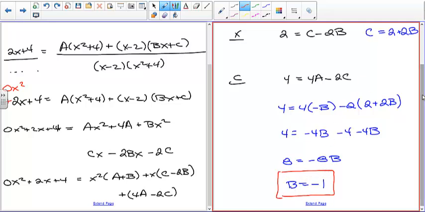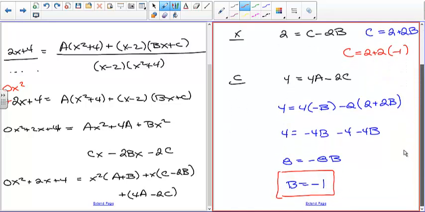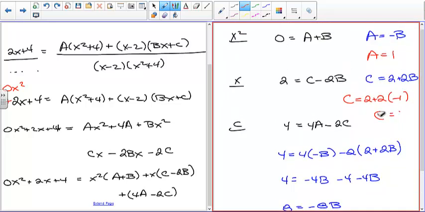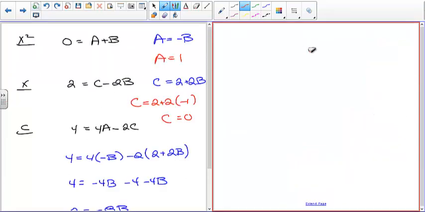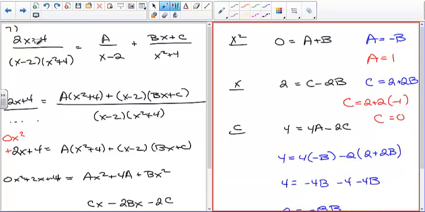Then you can use that b up here to find the other two. So a is negative b, so since b is negative 1, a is 1. And then c is equal to 2 plus 2 times b, and b is negative 1, so c is equal to 0. So now we can rewrite our expression. Our original expression, which was 2x plus 4, what we'll do is we'll just grab that.